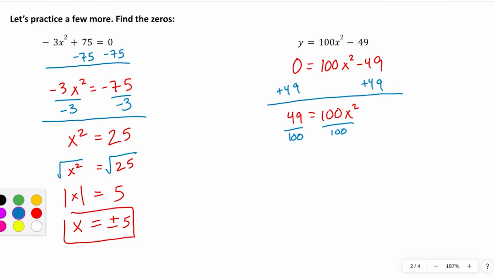Don't even bother trying to reduce it yet, because both 49 and 100 are perfect squares. 49 is 7 squared, and 100 is 10 squared. So when I go to take the square root of both sides, I'm really not going to have a hard time taking the square root of this fraction, because when you take the square root of a fraction, you can take the square roots of the numerator and the denominator separately.